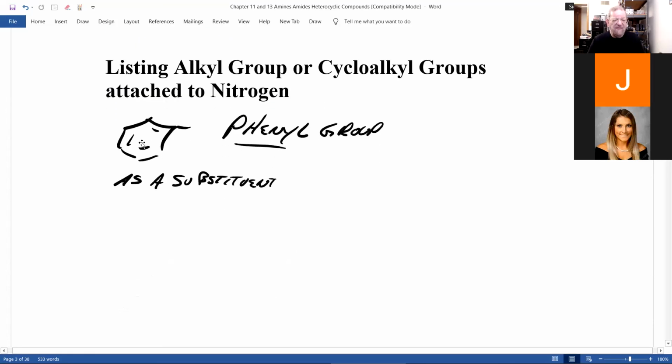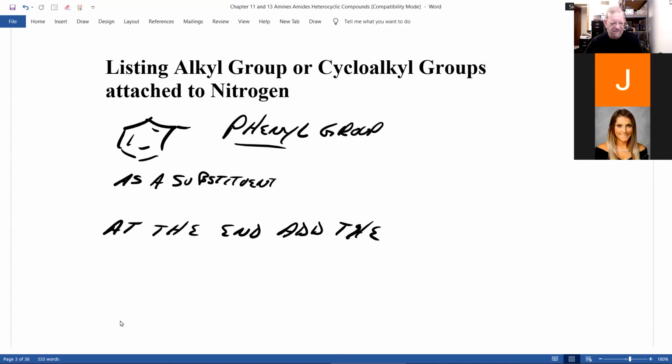But anyways, for amines, you just name the alkyl groups attached to it. And I don't have it on the slide, I better put it. At the end, add the word amine.